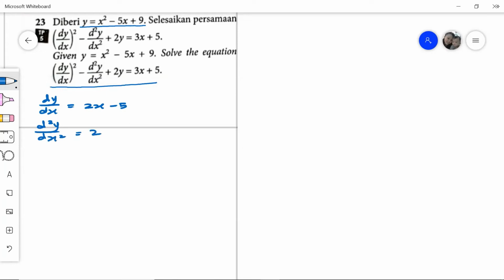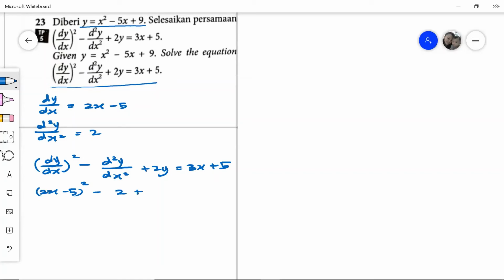So with this, we can now solve the equation (dy/dx)² minus d²y/dx² plus 2y equals 3x plus 5. Substitute whatever expressions we have. dy/dx is 2x minus 5, so we have to square this. And then minus the second derivative, which is 2, plus 2y. Now replace the y in terms of x. So y is x squared minus 5x plus 9, equals 3x plus 5.